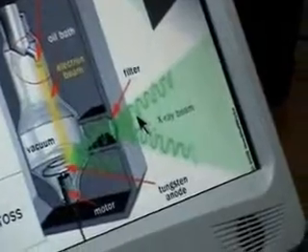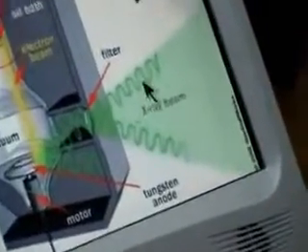Usually this is not a characteristic X-ray, but what I call braking X-ray, which means it has different wavelengths.